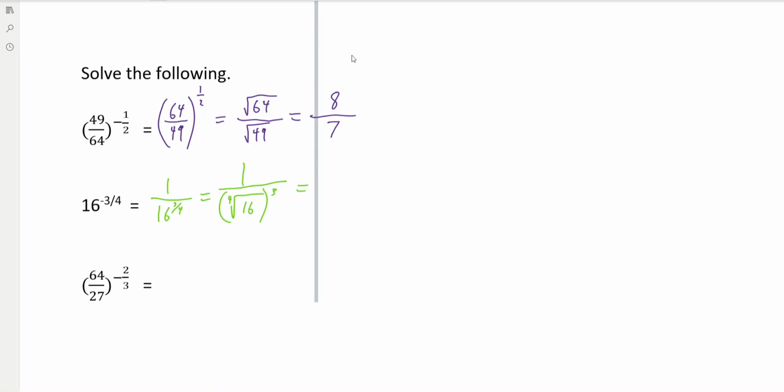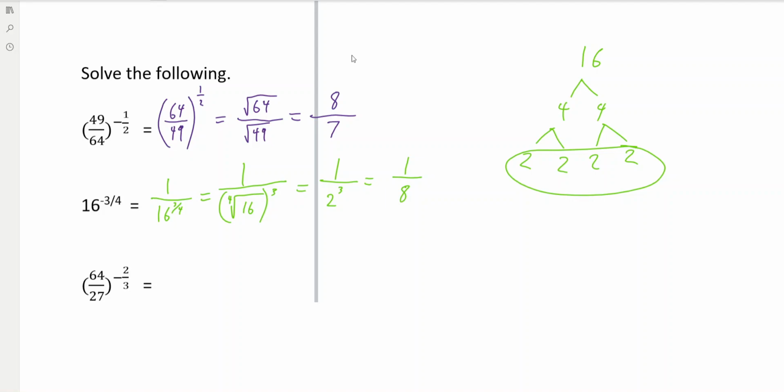Now we can do the fourth root of 16, which you might find challenging at first. You just have to do a prime factor tree, and notice that there are 4 2's at the bottom, so all 4 of them come to the outside. So we can write this now as 1 over 2 to the 3, or we can just write 1 over 8 now as our final answer.